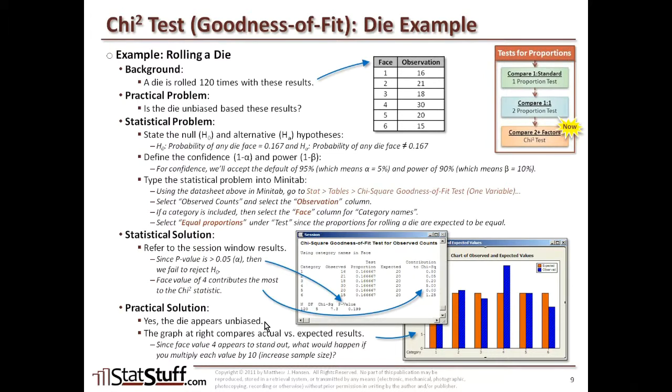But if we still suspect that it could be biased, we just need to collect more data and rerun the test and see if it comes out any different.